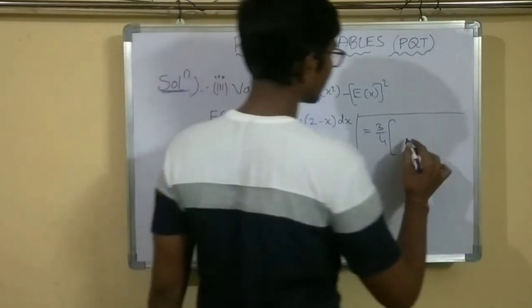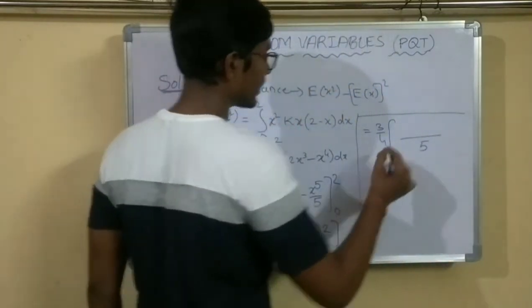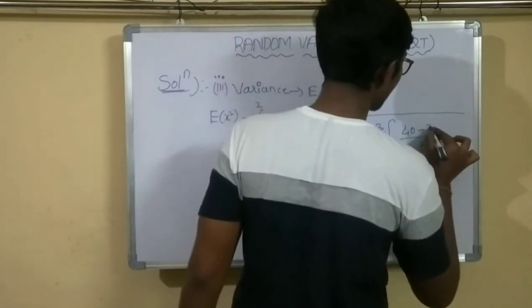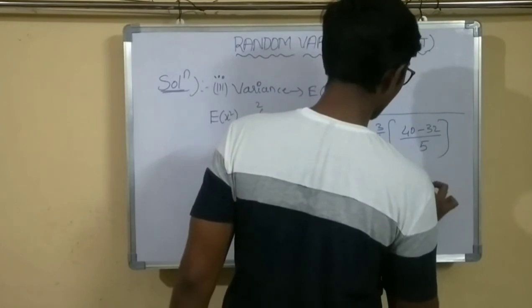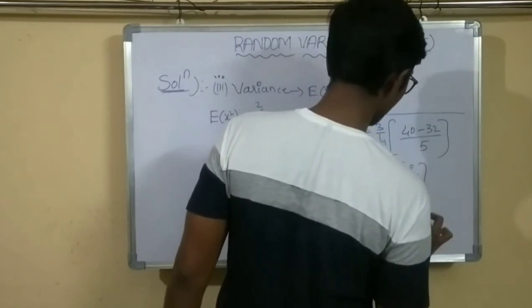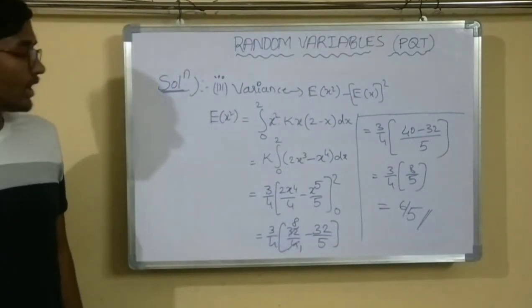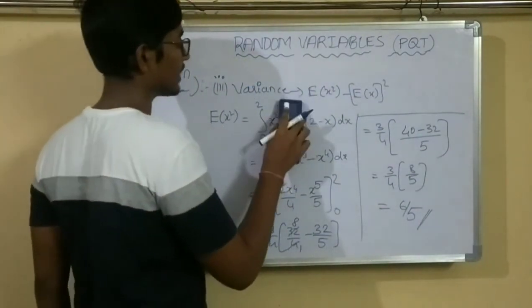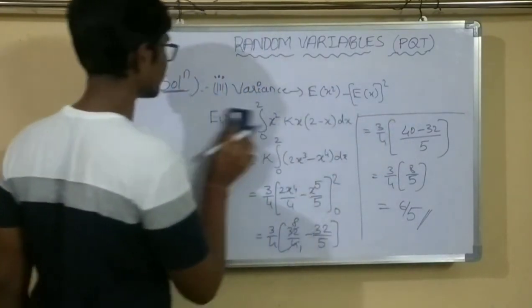If we take the LCM, it is 5. LCM of 1 and 5 is 5. Now 8 into 5 is 40. 40 minus 32. Now if we simplify 3 by 4 into 8 by 5, it is 6 by 5. We have got the expectation of x square. Now we have to find the variance value by substituting the value of expectation of x square and expectation of x.